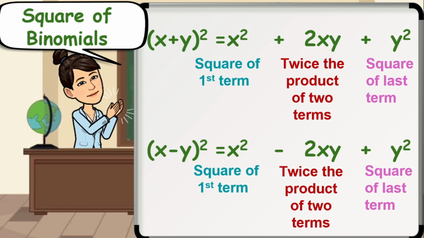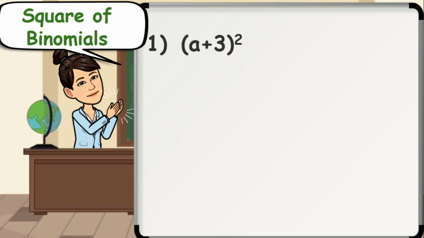Remember that the square of a binomial is also called perfect square trinomial. Let's have the illustrative examples.